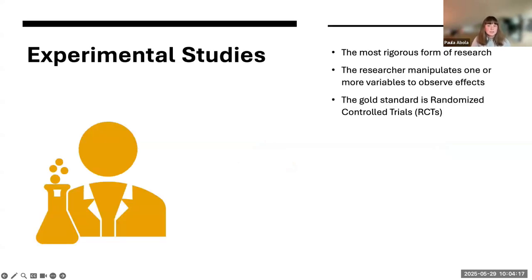And now we can begin with experimental studies, which are the most rigorous form of research. Here, the researcher manipulates one or more variables to observe effects. Typically, researchers assign participants randomly to different groups, such as treatment versus placebo. And the gold standard here is randomized controlled trials, known as RCTs.